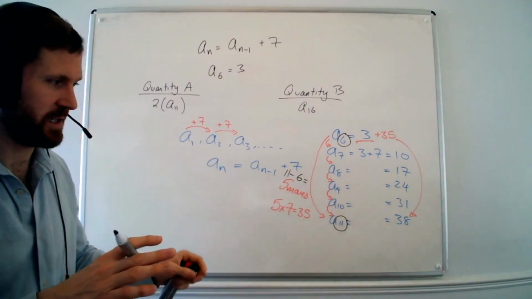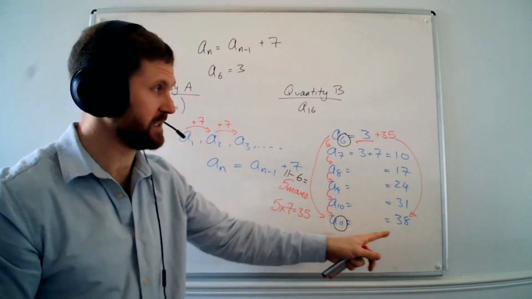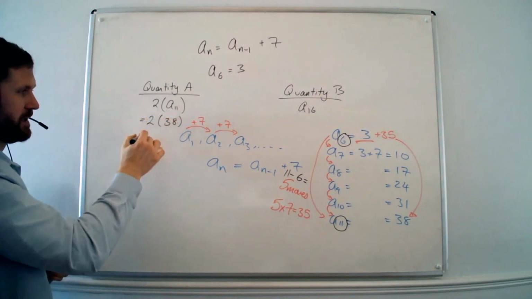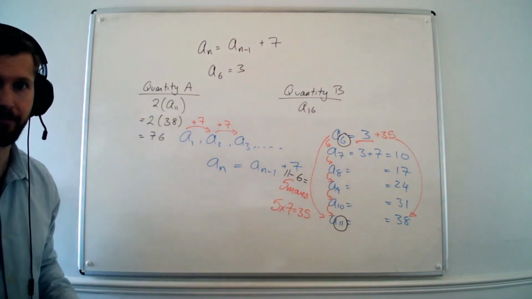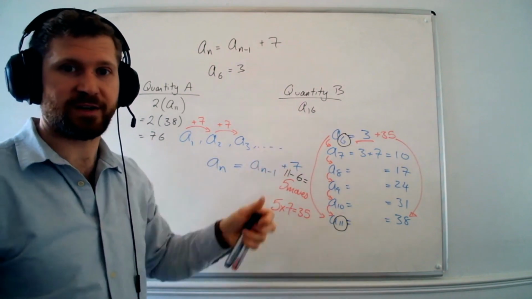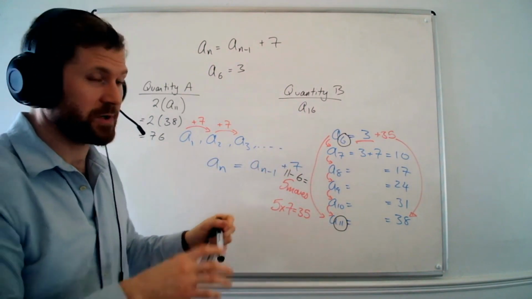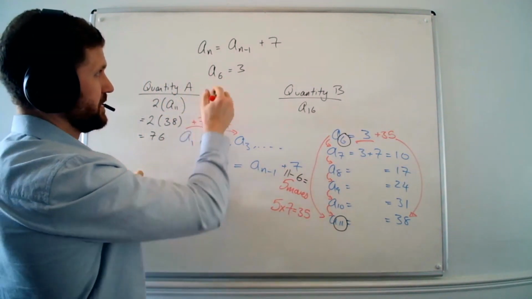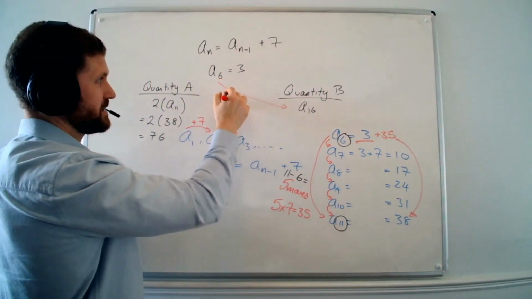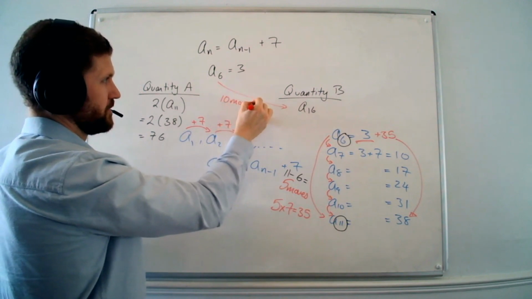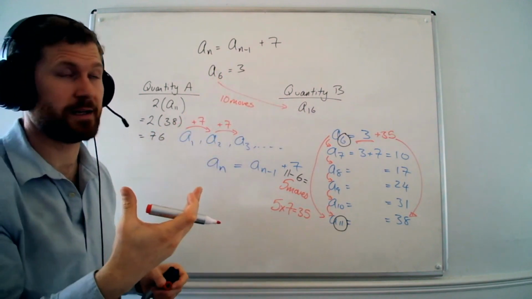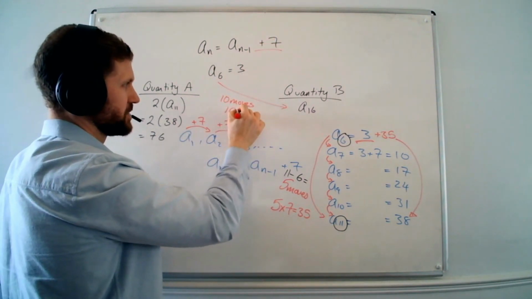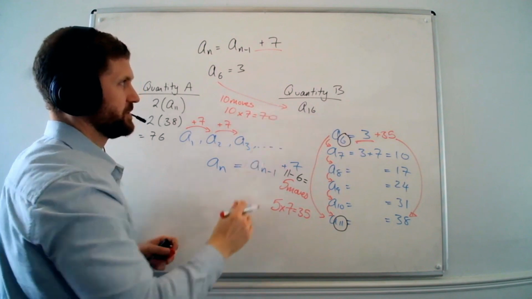All right, so in this case, we found out that the 11th term was 38. Quantity A is 2 times that 11th term, and so that's going to give us 76. Now all that's left for us to do is to find out what the 16th term is. So I'm gonna go the shortcut way this time. To get from the 6th term to the 16th term, I need to make 10 moves. 16 take away 6 gives me 10. Each of those moves, I add 7, so the total jump is going to be 10 times 7. It's going to be 70.